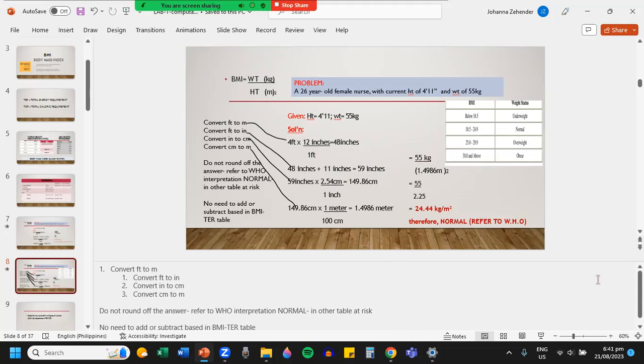Okay, I can give you a few seconds to analyze this one. Okay, or you may opt to pause the video so that you will see the solution according to your own pace.